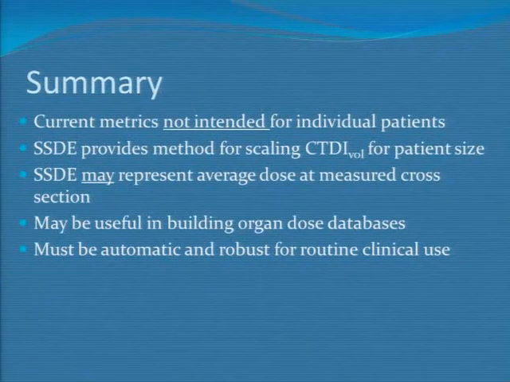So in summary, our current metrics are generally not intended for individual patients, although size-specific dose estimate does provide a way to scale CTDIvol for patient size, may represent average dose at a measured cross-section, which might be useful in the future for building organ dose databases. Could also potentially be automated and robust enough for actually routine clinical use, which is for sure a requirement in that particular environment. And that's all I have.